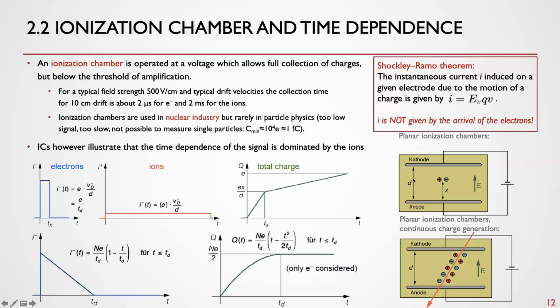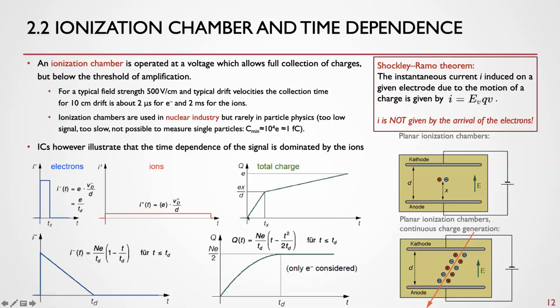Similarly, for the ions, it's the exact same story with a different charge and with a different time scale. The electron current flows with a factor of 100 to 1000 faster than the current that's induced by the ions. If we put this together, this is the measured total charge as a function of time. It rises very quickly while the electron moves, and then it rises slowly while the ion still moves.